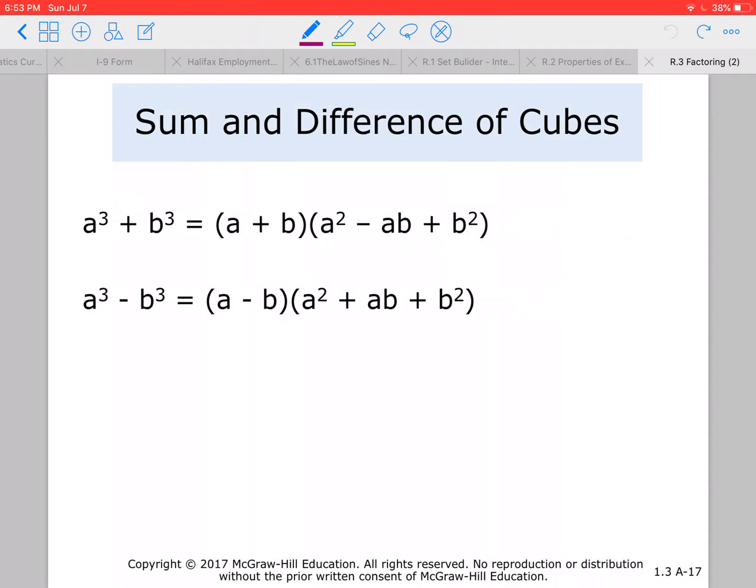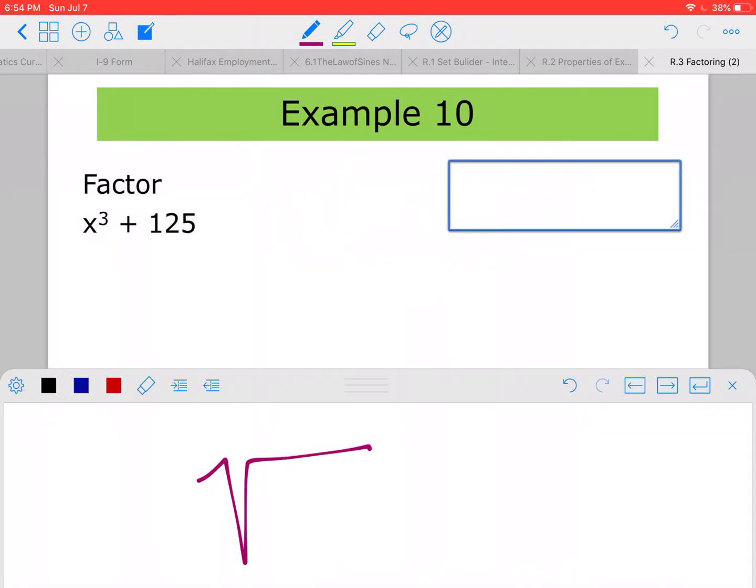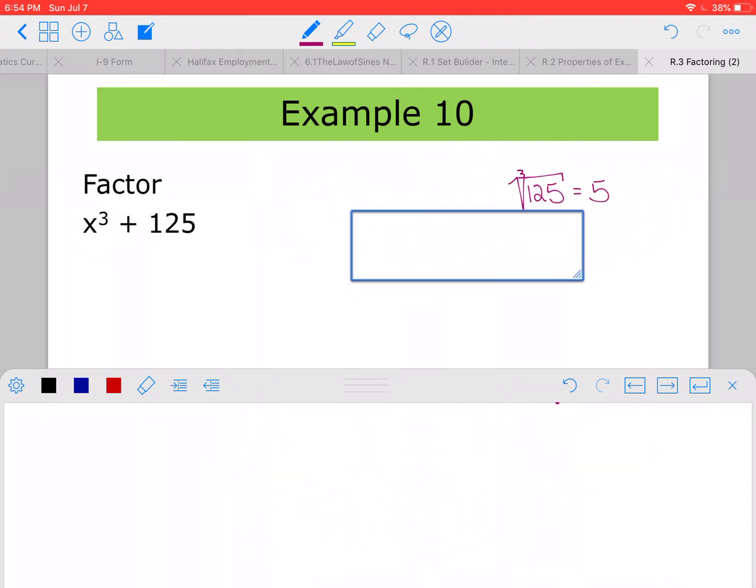So let's look at an example. Here we have a sum of cubes. You know this because hopefully these will be fairly obvious when you look at them, because we can take the cubed root of x cubed. And so if you see an x cubed in your problem, then go ahead and check to see if it's a sum or difference of cubes, okay? And the cubed root of 125 is 5. 5 times 5 times 5 is 125. So this will work as a sum of cubes.